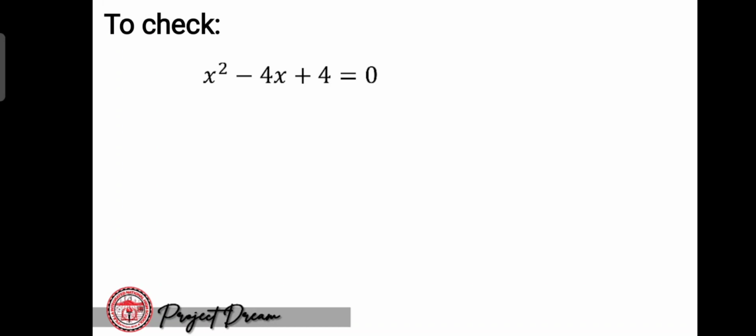So here is the given x squared minus 4x plus 4 is equal to 0. Here, we will use the factoring method. To factor, let us find the factors of the third term, which is 4. What are the possible factors of 4 that when you add, the answer is the second term, which is negative 4?